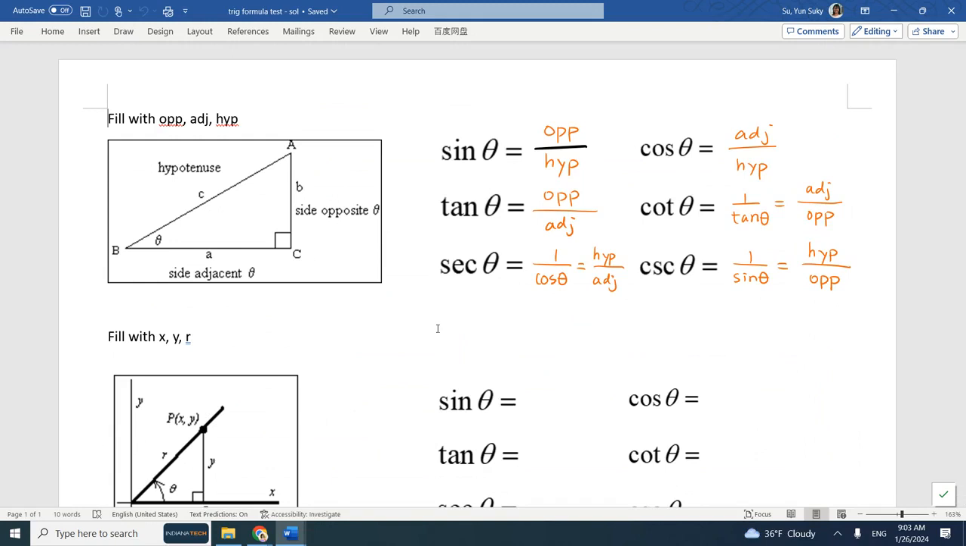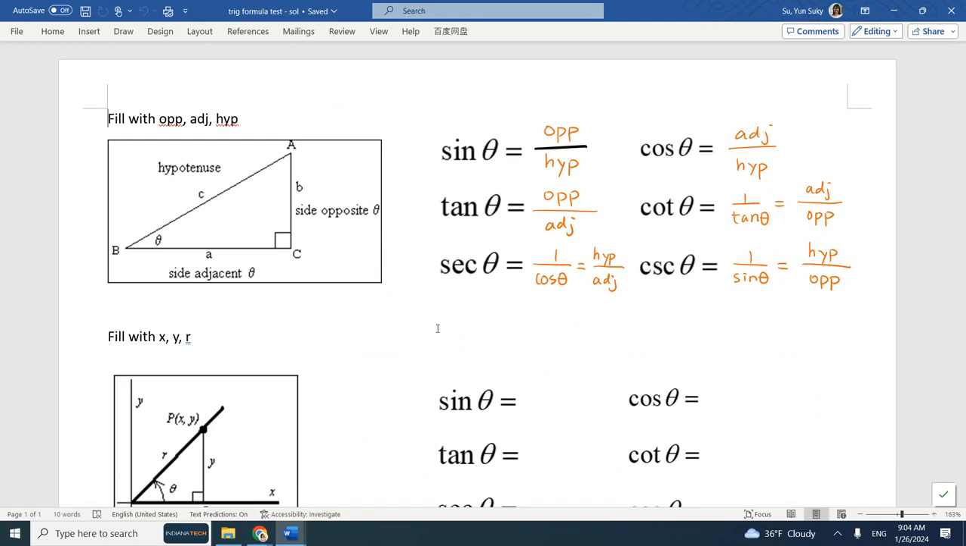And then secant theta is 1 over cosine. Where is cosine? Adjacent over hypotenuse. You swap them, so you get hypotenuse over adjacent. And then cosecant theta is the reciprocal of sine, swap them, you get hypotenuse over opposite.